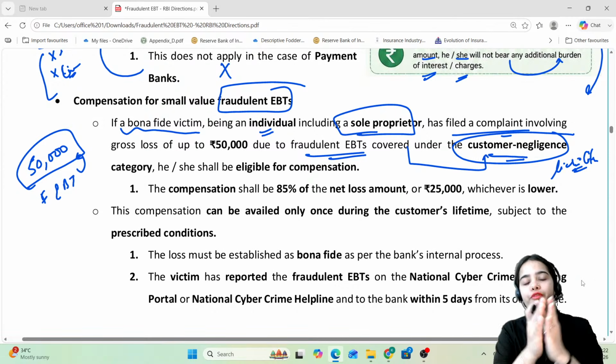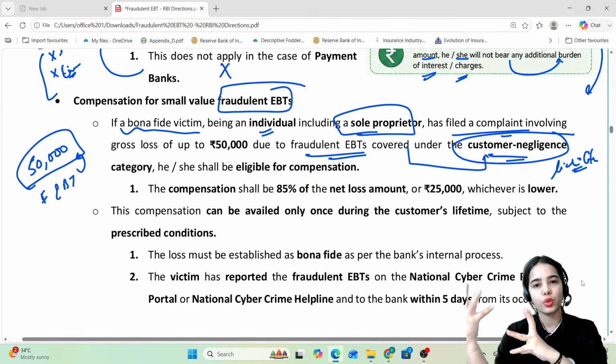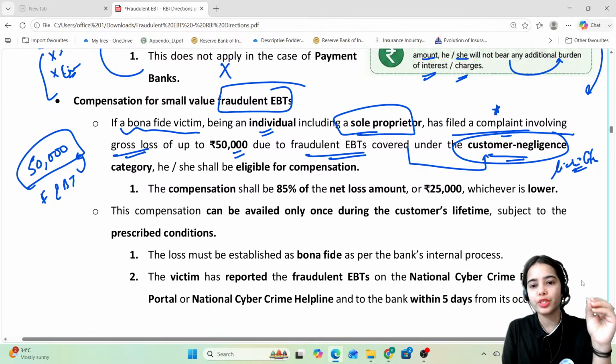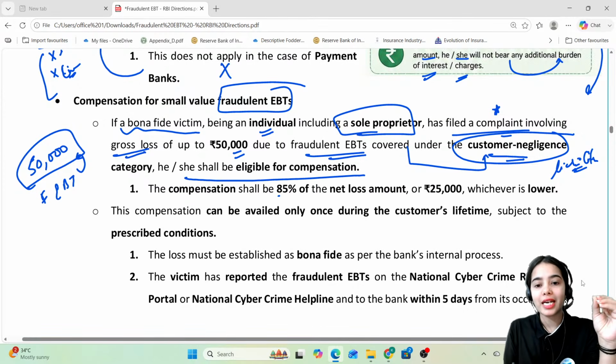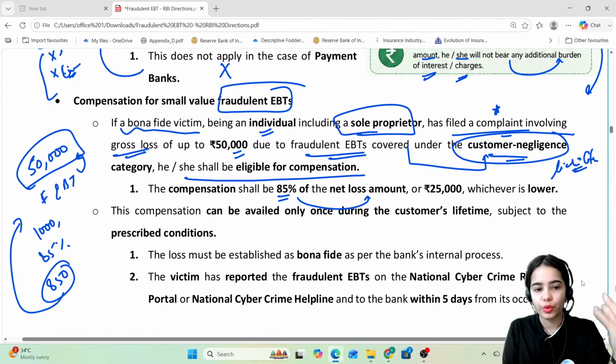So basically, if a genuine victim, being an individual including the sole proprietor, that is the sole owner, who is also an individual, has filed a complaint involving total loss of up to 50,000 due to fraudulent EBTs covered under the customer negligence category, he or she shall be eligible for compensation that shall be 85% of the net loss amount. So if you have lost 1,000 rupees, 85% of that, that means 850 rupees, will be compensated to you because of your negligence.